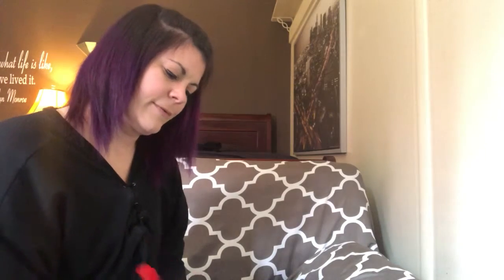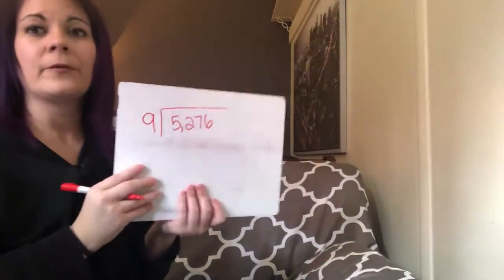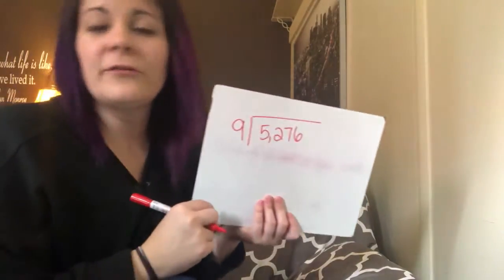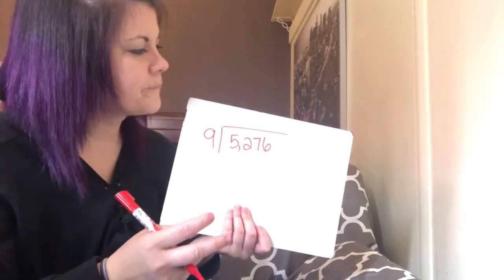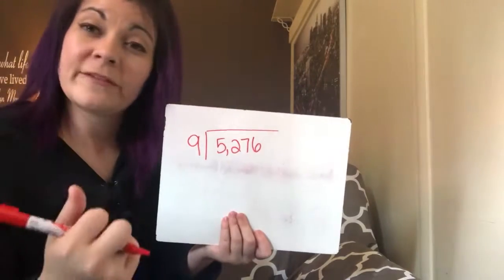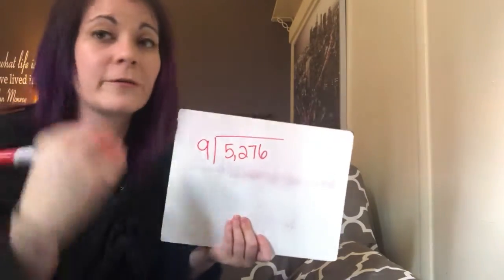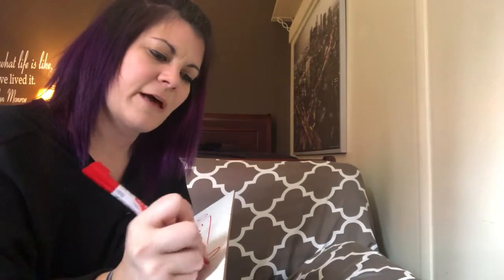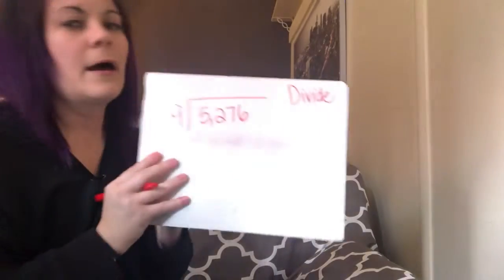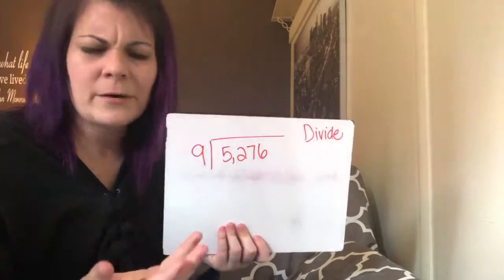So let's do 5,276 divided by 9. Division's very repetitive. Once you know the steps, you just do those steps over and over until you run out of numbers. So the first step is to divide, and I'll write that down. The first step is to divide. That kind of sounds weird because you're like, we are dividing.